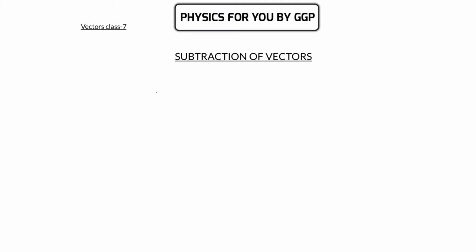That means if we are to find out a vector minus b vector, it can be written as nothing but a vector plus minus of b vector. Minus of b vector means we are adding a vector with negative of b vector. And you know what is a negative vector? A vector of same magnitude but in opposite direction.